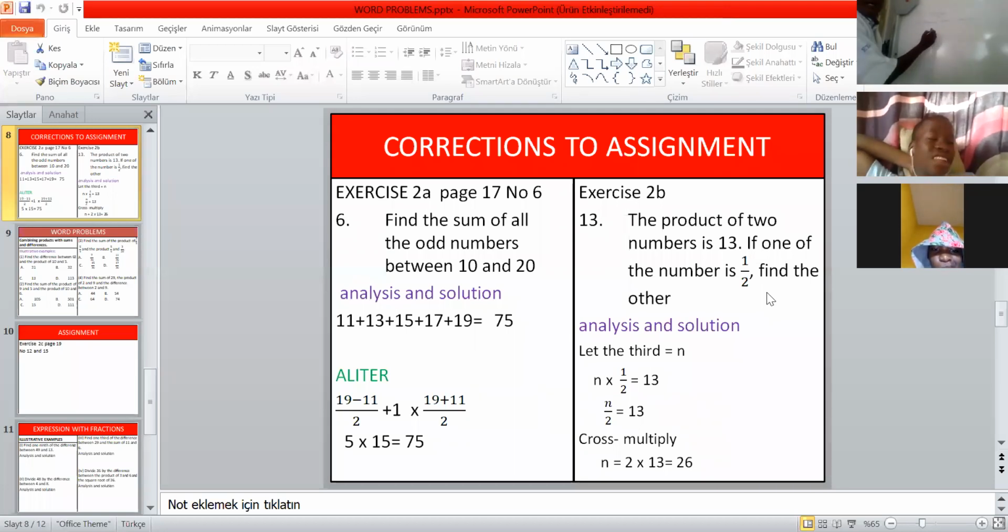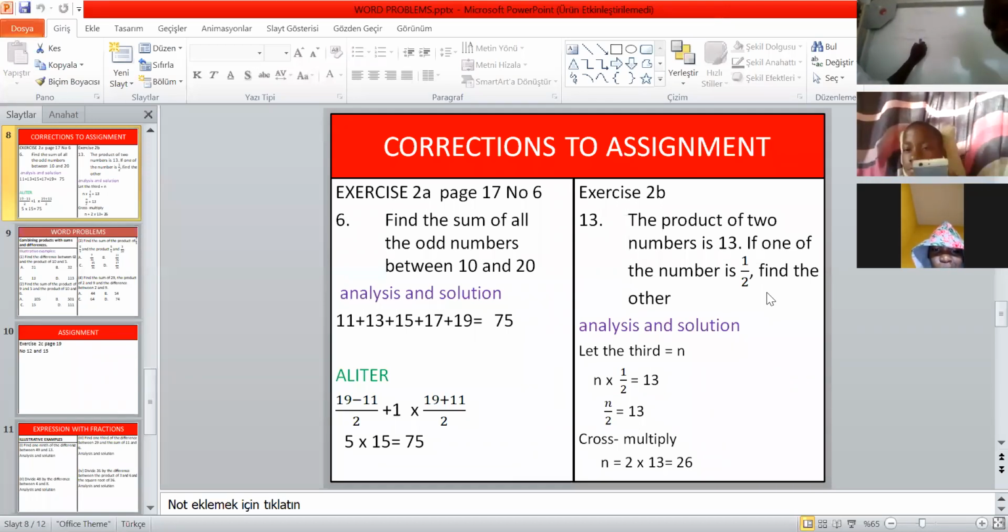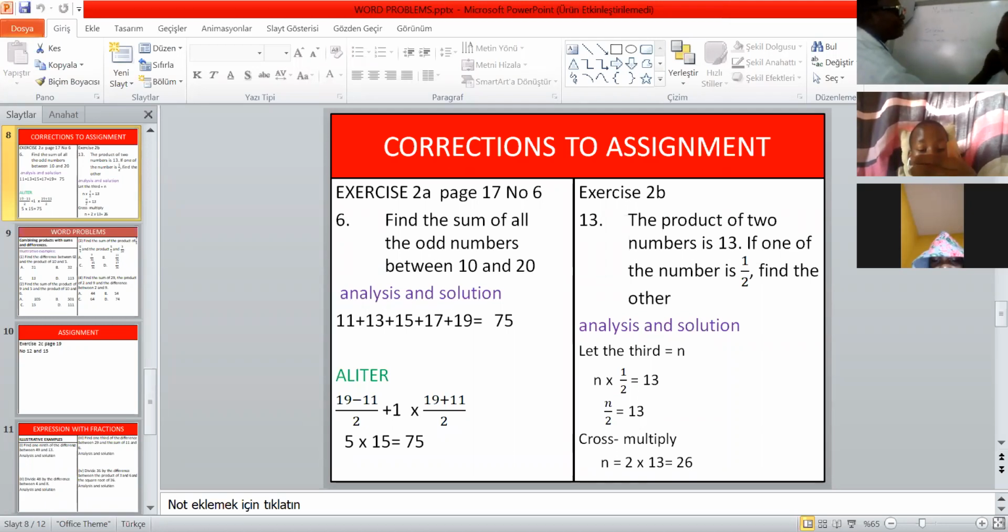Yes, I see 11. Somebody writing 11. Then 13 plus 15 plus 17 plus 19. Now, if you sum this, 9 plus 7 is 16. 16 plus 5 is 21. Plus 3 is what? Plus 1 is what? So at the end of the day, if you sum this correctly, you obtain 75.